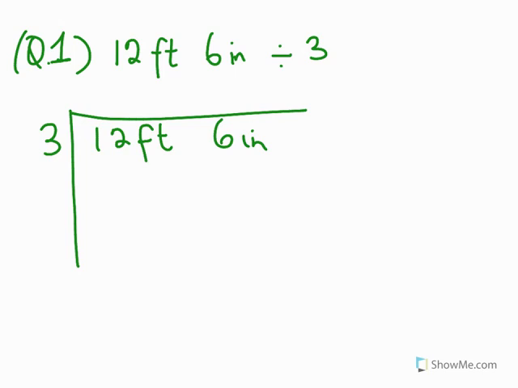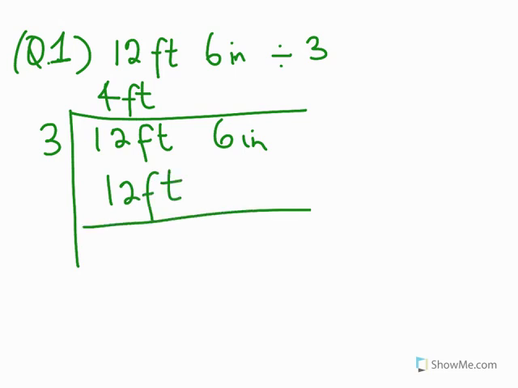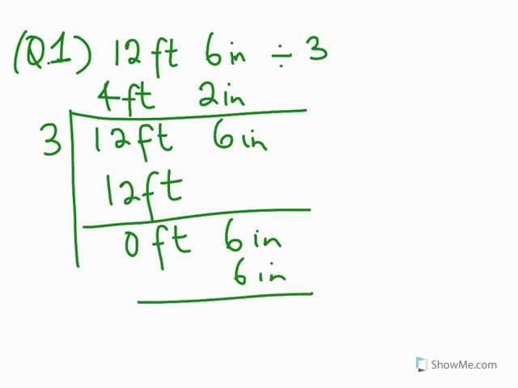Okay? So we say that 3 divide 12 feet, or 12 feet divided by 3. Of course, this will give us 4 feet. Then you do 4 feet times 3 is what? 12 feet. And then you subtract. When you subtract, it gives you 0 feet. And you bring down 6 inches. Then you now do 3 divide 6 inches. Will give you what? 2 inches. 2 inches times 3 is what? 6 inches. And you subtract, giving you 0 inches.